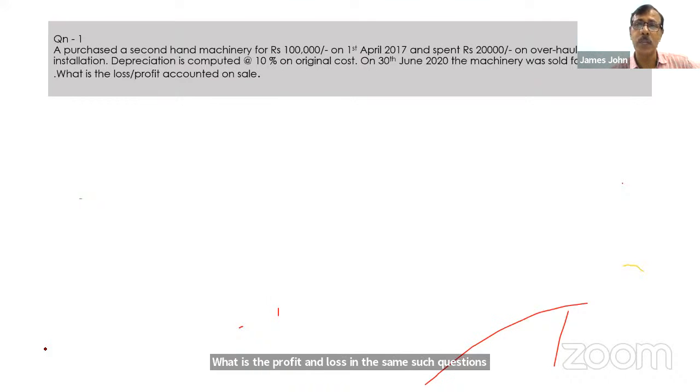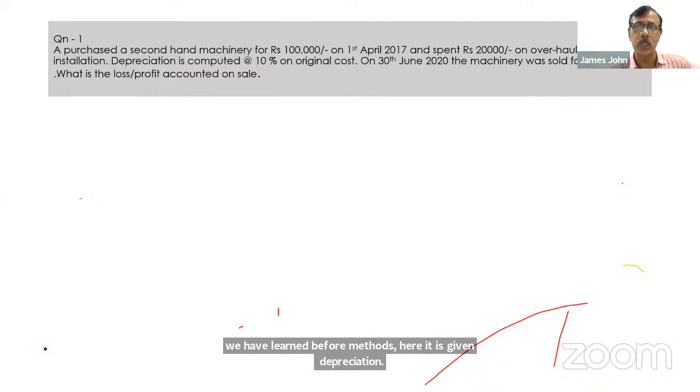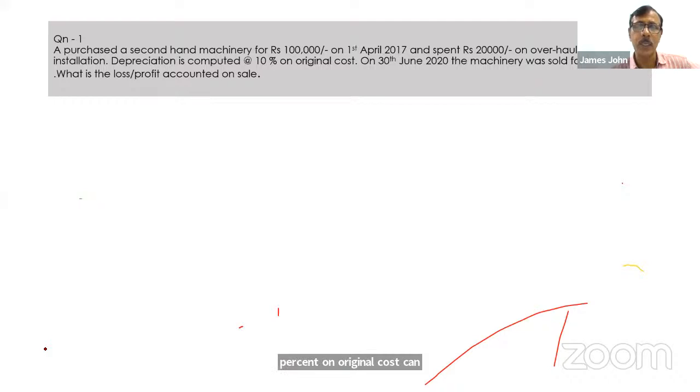So here the confusion is, what is the method? Here we have learned 4 methods. Here it is given depreciation is computed at 10% on original cost. Can you tell me what is the method? Is it straight line? I think straight line, I guess it is to be used. Yes, 10% on original cost means the method is straight line method. Sometimes scrap value will not be given.